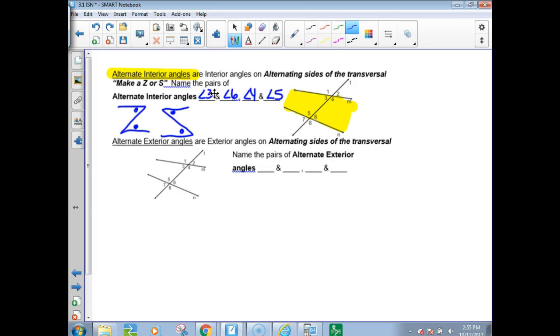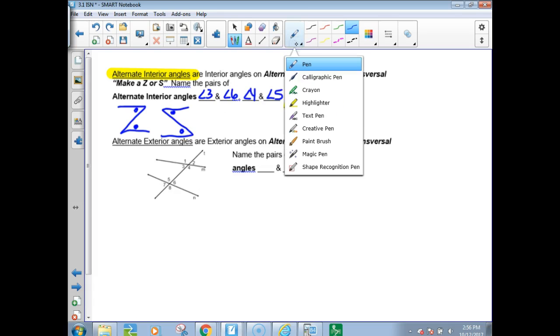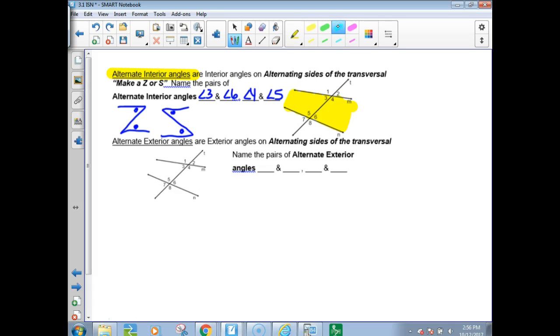Now, since we just did alternate interior, we're going to do alternate exteriors now. So I'm going to show the area on this diagram where those are. They're on the outside of the lines, not in the yellow zone. But they do jump over the transversal also. So you take one from the way outside, angle 1, and jump way over to 8. And 2 is the alternate exterior with 7.